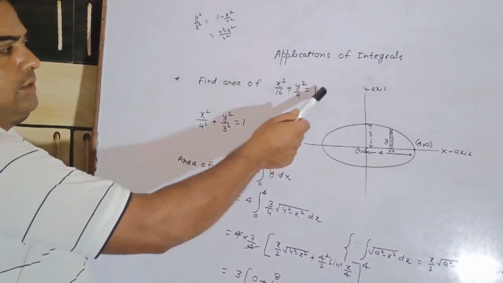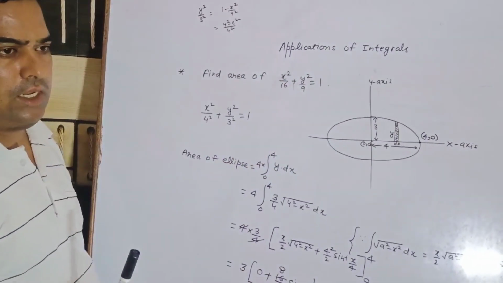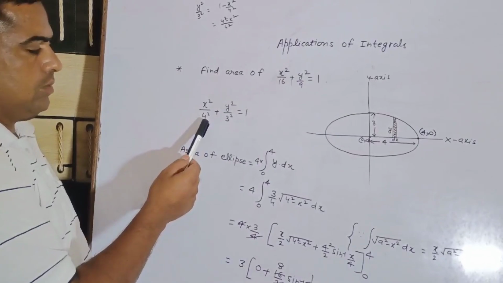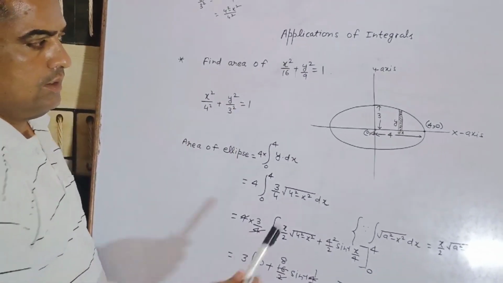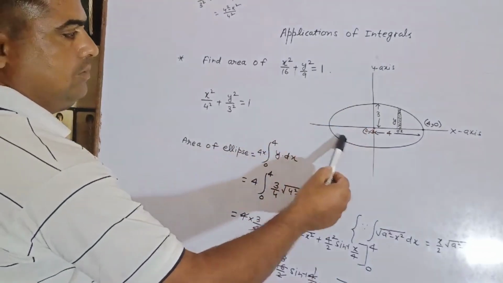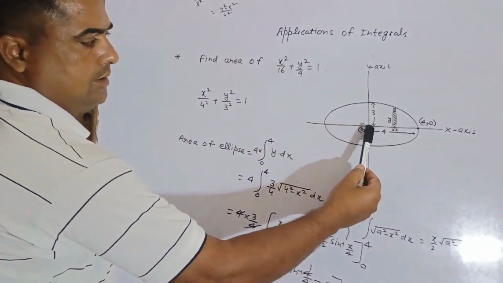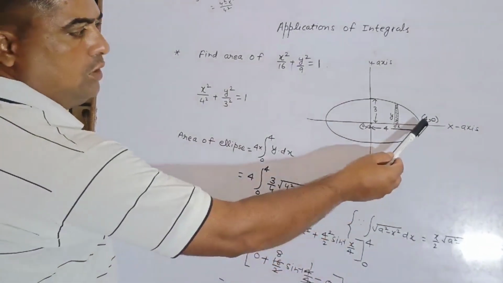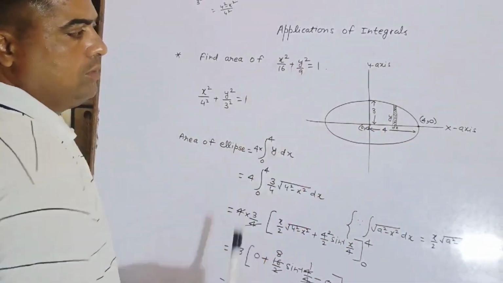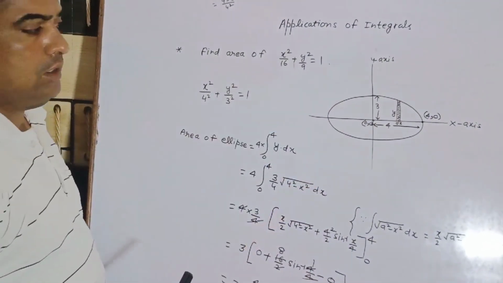Students, we know very well this is equation of an ellipse. We will convert this in standard form. X square by 4 square plus y square by 3 square equals to 1. We are drawing one ellipse with the help of this equation. So we have drawn this ellipse and this length will be 4 and this will be 3. The coordinates of this point will be 4 comma 0. Students, we are cutting one strip, rectangular strip on x axis.